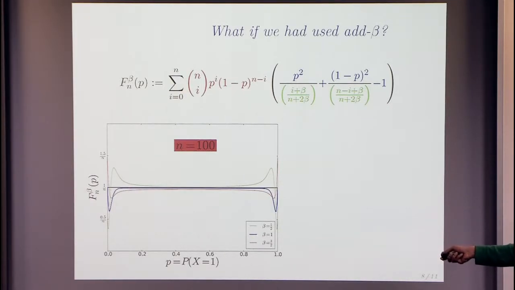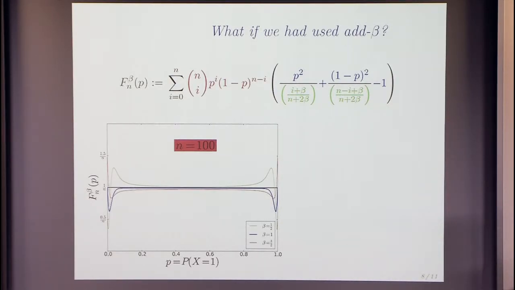There's a green, blue, and red curve. Green corresponds to beta equals half. Blue is beta equals 1. Red is beta equals 3 by 2. All right, what do we see here? Look at these curves. In the middle, they're pretty much constant. And something strange is going on at both the endpoints.